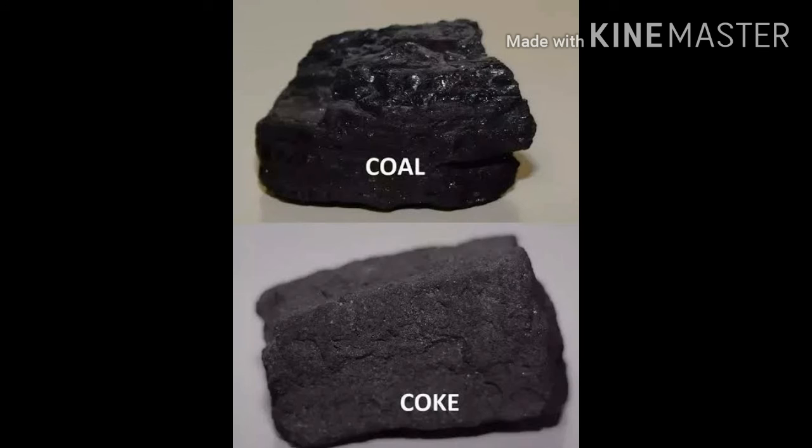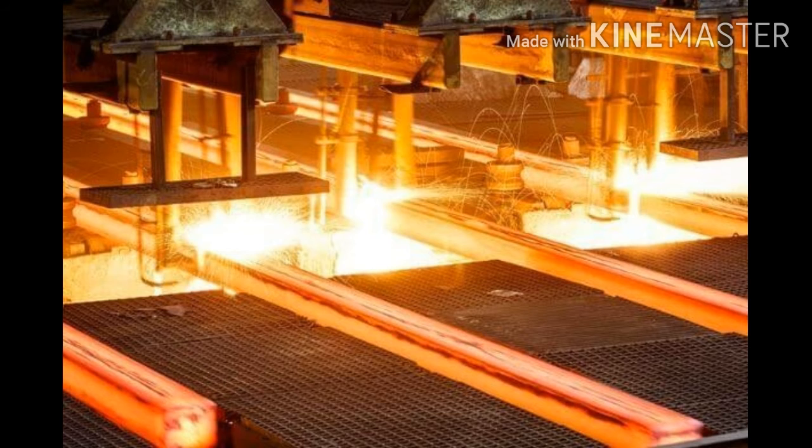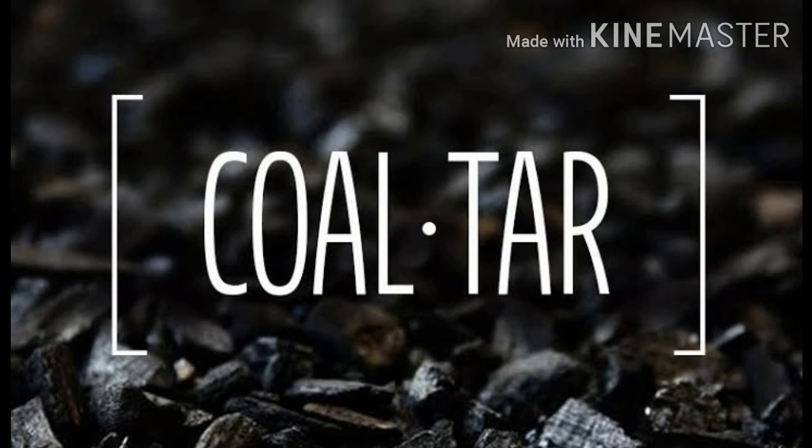So let's begin with coke. It is a tough, porous, and black substance. It is an almost pure form of carbon. Coke is used in the manufacture of steel and in the extraction of many metals. So let's come to the next topic, coal tar.